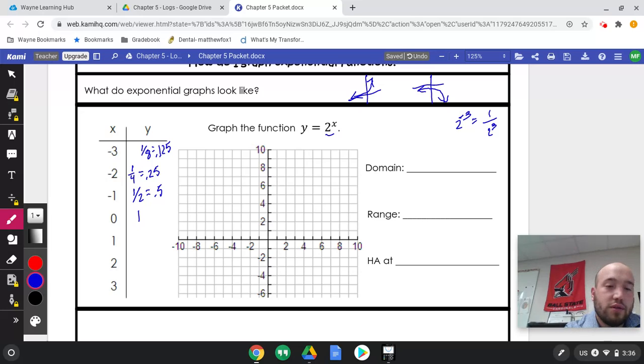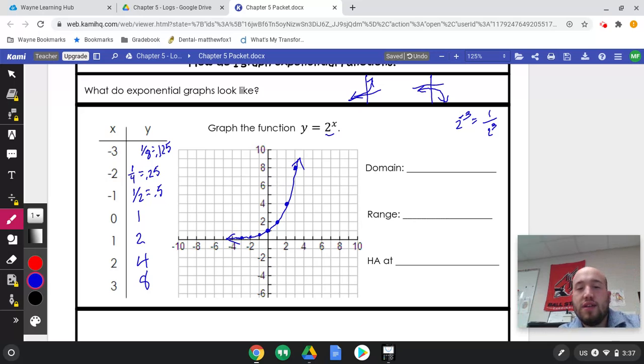2 to the first is 2. 2 to the second is 4, and 2 to the third is 8. So at this point, we can plot these points. Just do your best. I know the fractions or the decimal ones are going to be tough. Just do your best. And it should look about like that.